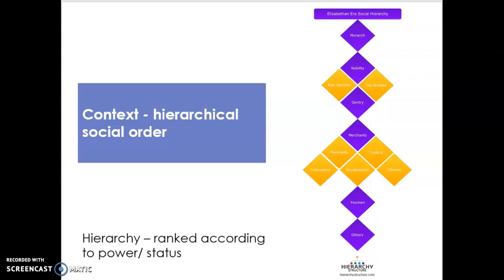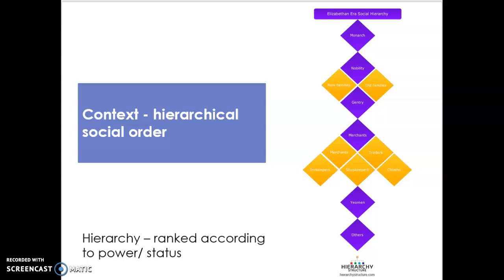Also in relation to power, it's really important to remember that the period in which Shakespeare lived and set this play had a really strong hierarchical social order. Now, hierarchy just means a society which is ranked according to power or status. So we still have that to an extent today, but not in the way it was in Shakespearean England. That kind of hierarchical structure was really important. Your power or status defined your position in society.